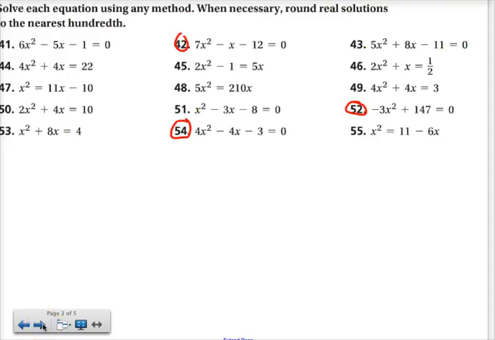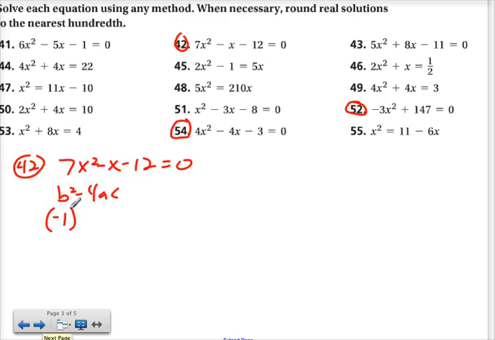Then these I'll say solve it using any method you want to. When necessary, round real solutions to the nearest hundredth. And 42 has 7x squared minus x minus 12 equals 0. The first thing I would wonder is, is it factorable? And in this case, instead of searching, you might want to just do b squared minus 4ac.